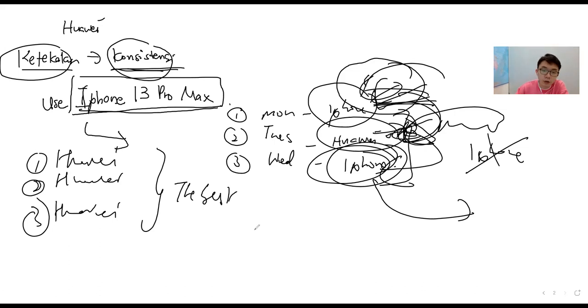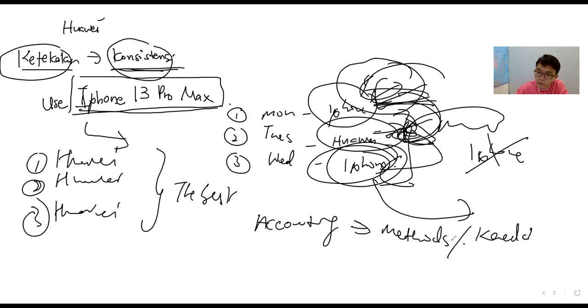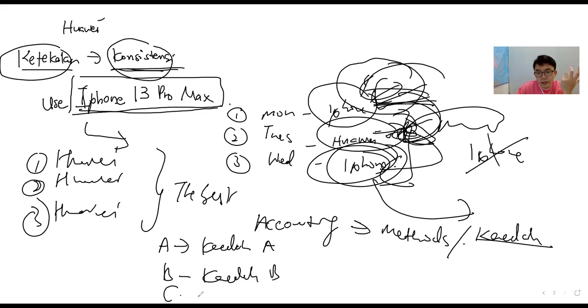Just like in now, come back to accounting. So there are a lot of method in accounting. Okay, method or we call a kaedah. So different accountant, different company, they practice differently. They use different kaedah. Okay, so maybe company A, mereka suka kaedah A. And then company B, mereka sudah guna kaedah B. And then company C, dia suka guna kaedah A. And different company, they use different kaedah, different method to do something. Okay? So, this is year 2018.